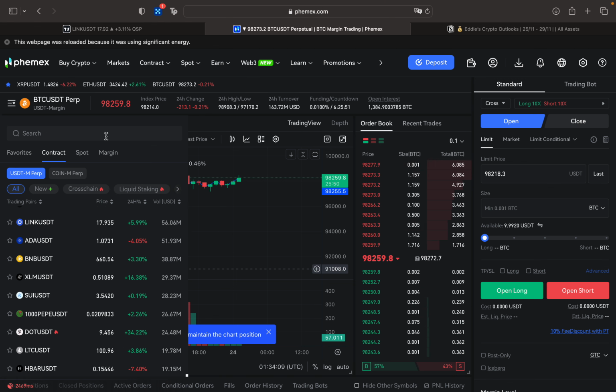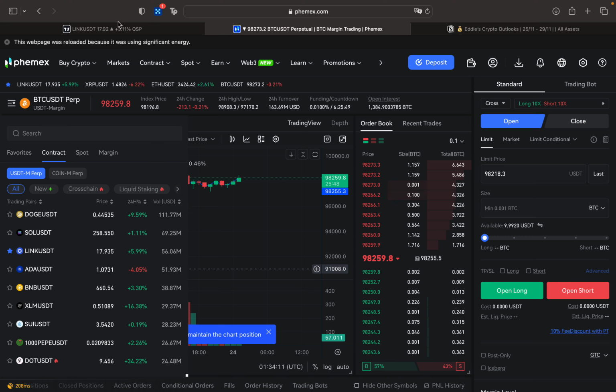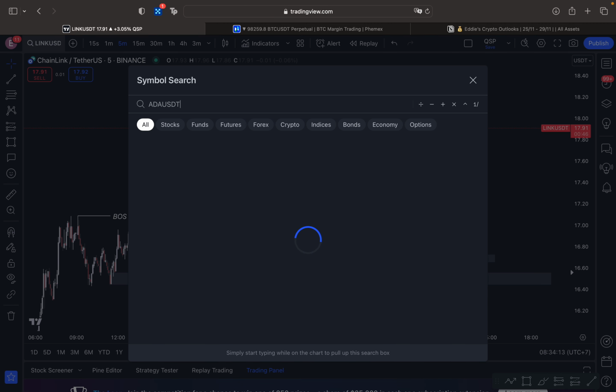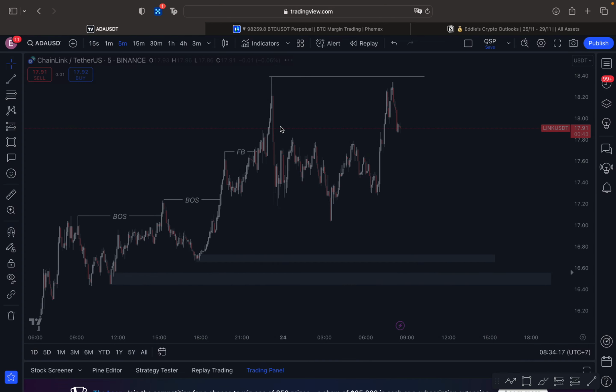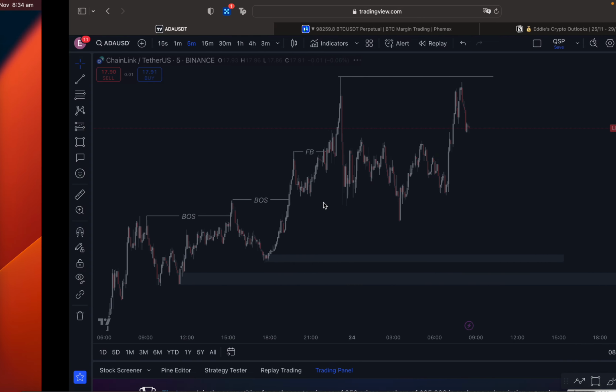Okay, and then ADA. Now looking at ADA, Cardano. Is anyone else lagging or just me?